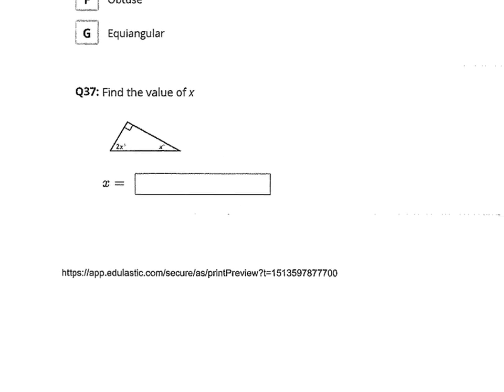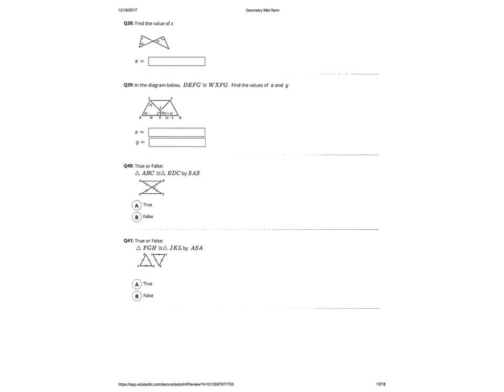37, we want to find the value of x. Again, interior angles of a triangle always add up to 180. So this plus this, and they all equal 180. Make your equation and solve for x. Remember, this is a 90-degree angle right here. On to the next page.